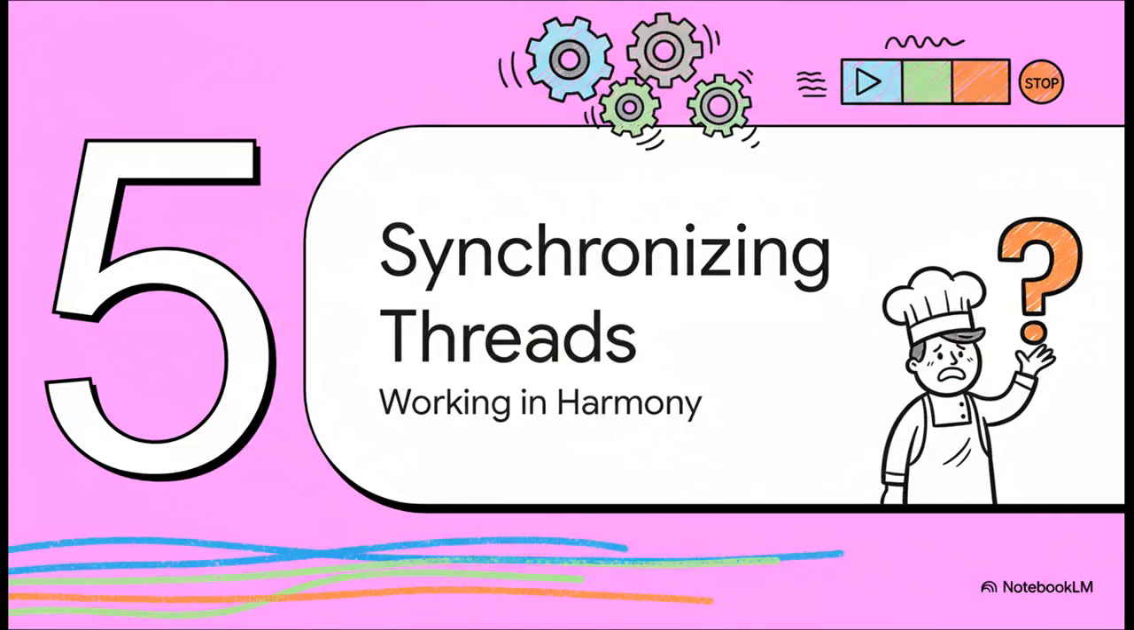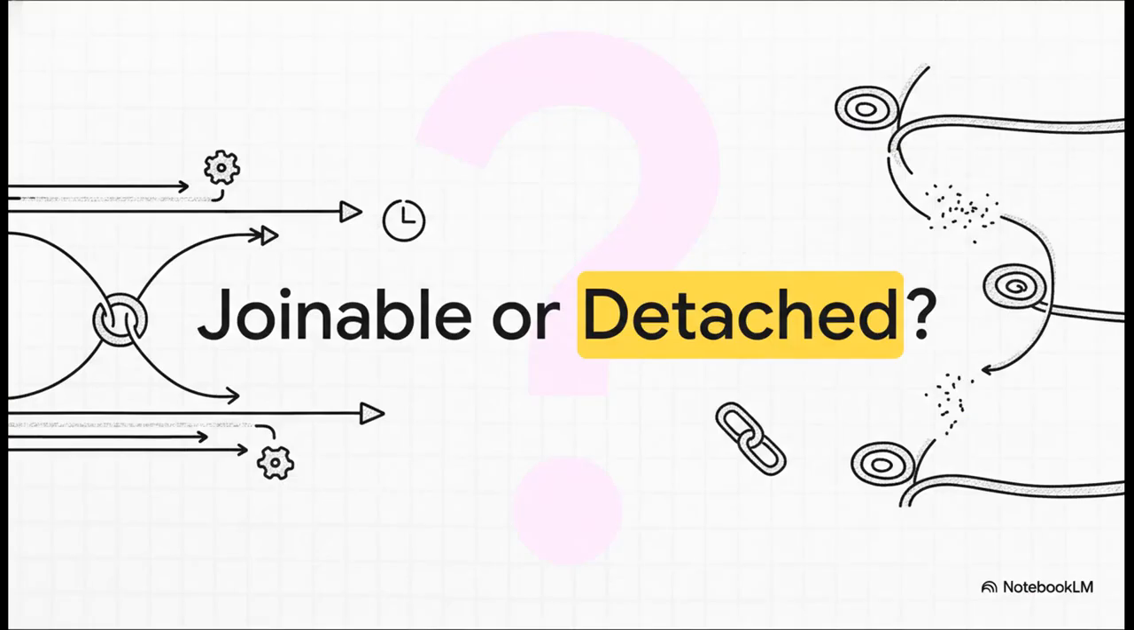Okay, so we've successfully created our threads, and we've safely given them each their own little briefcase of data. They're off and running their tasks. But how does our main program, our head chef, know when they're actually finished? You can't start making the sauce until the vegetables are chopped, right? So, the first thing you have to understand is that when you create a thread, it exists in one of two states. It's either joinable or it's detached, and this state defines the entire relationship. It determines how, or even if, your main program is allowed to check in on it after it's been launched.